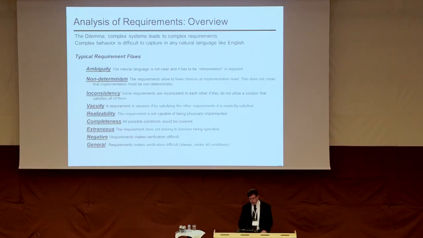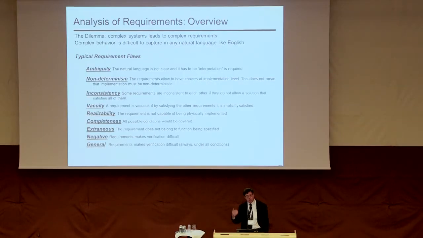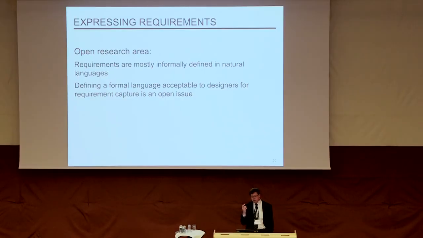But what does this mean? If you look at requirements issues, there's a lot of problems: ambiguity, non-determinism, inconsistency, realizability, completeness, and so on. So there are actually courses and people think about this. And this is more or less an open research topic in some ways. Requirements are informally defined and they're captured in tools like DOORS or various other tools. IBM supplies DOORS, but they're not formally defined in a way that's open for analysis.